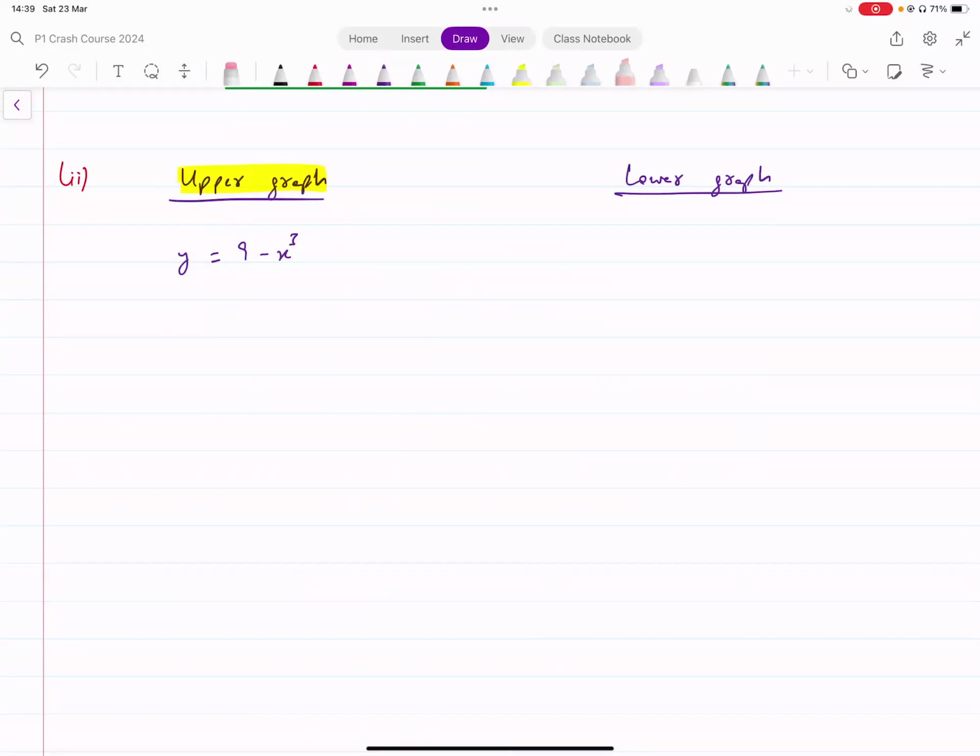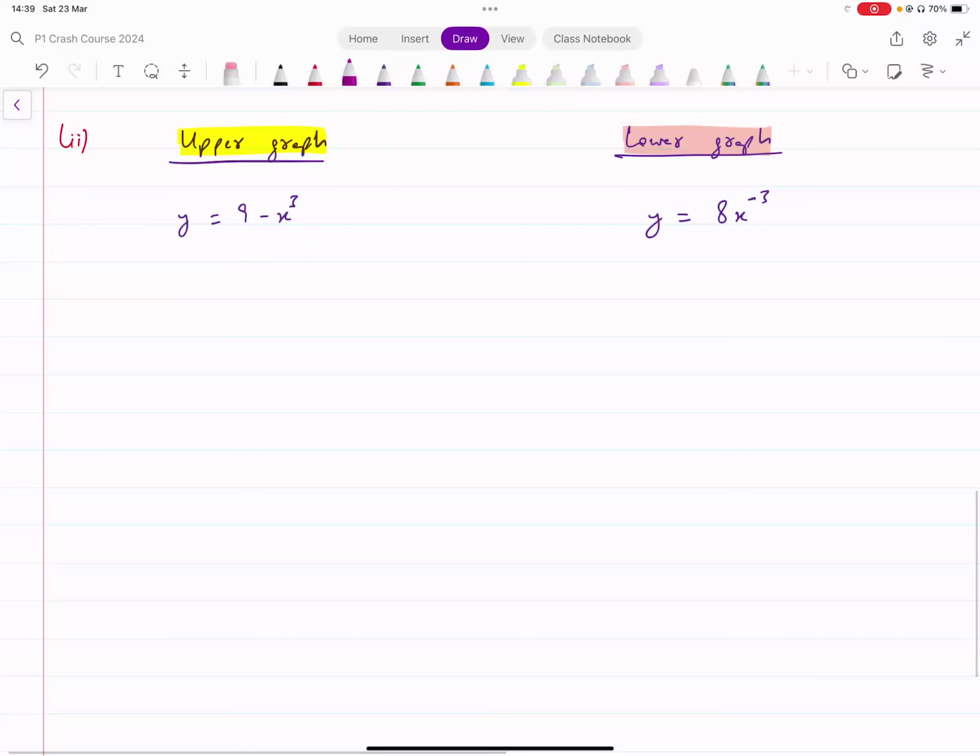And then the lower graph is y equals 8 over x cubed, which we can write as 8x raised to the power minus 3. This is the lower graph. Now we just need to find areas between these two graphs using the formula. Remember the formula, area between a graph and x-axis, that's given by integral of y with respect to x. Limits are from x equals a to x equals b. Let's use these limits and find this area and see what we get.